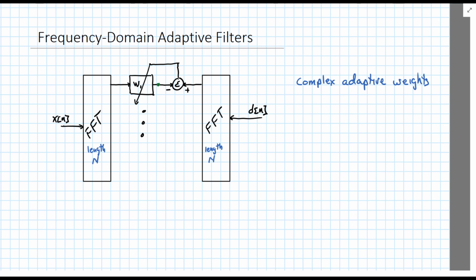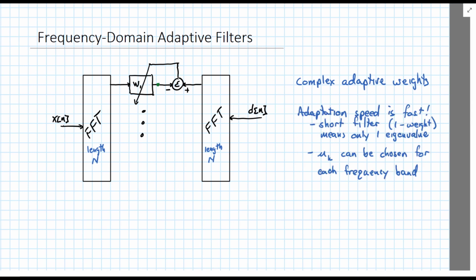This adaptive filter is going to be length 1. It will have just a single coefficient, and it will be complex. So what does that do? It makes the adaptation speed very fast. We have a short filter, and we know that the best adaptation speed we can expect is usually inversely proportional to the filter length. So that optimizes things.